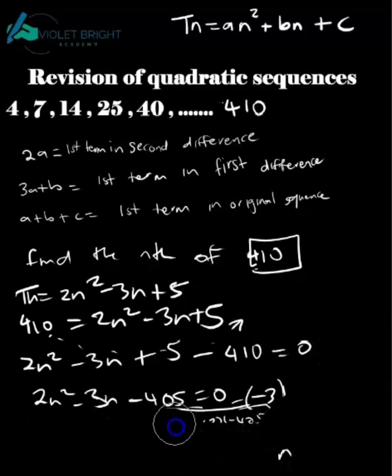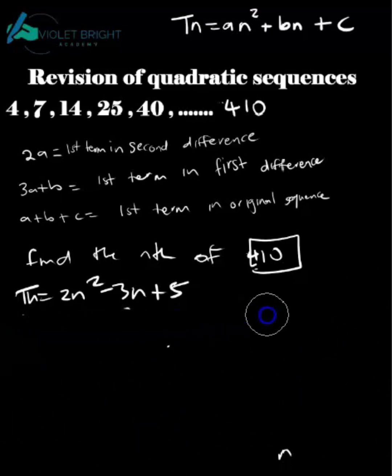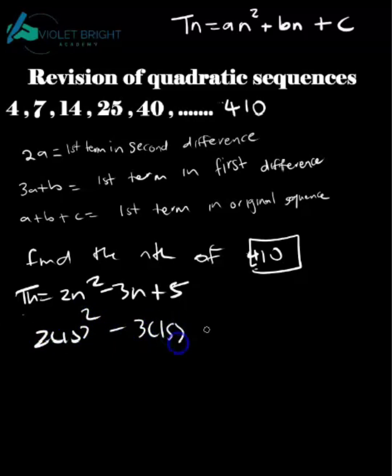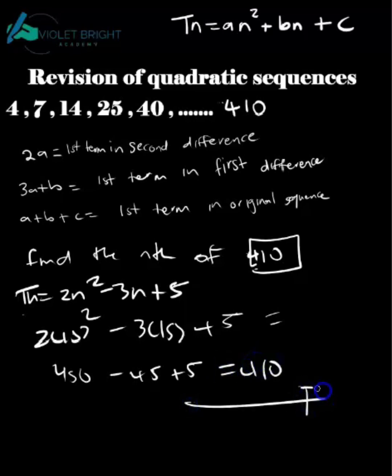Just go here in the equation and substitute with 15. So it's 2 times 15 squared minus 3 times 15 plus 5. Then our answer will be 2 times 15 squared, which is 450, minus 45 plus 5. Yeah, it's correct. 410. Good. So this is how we do this thing.